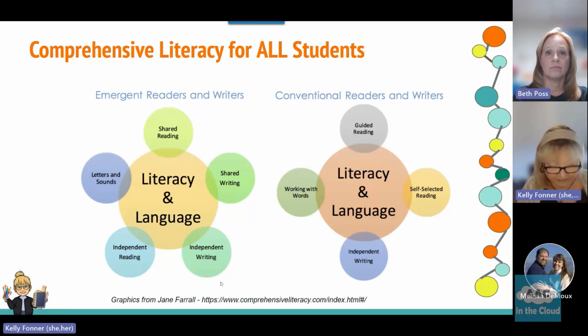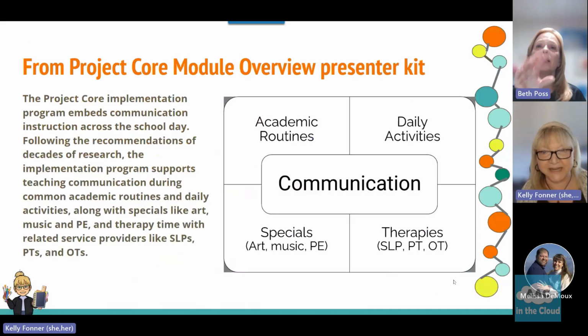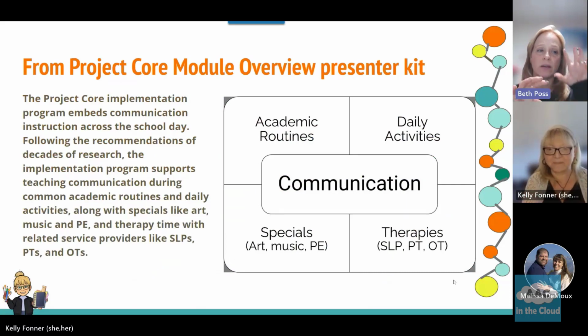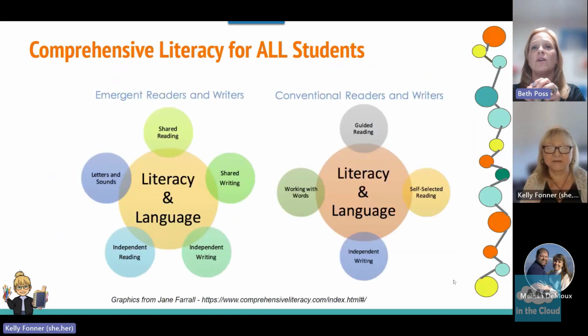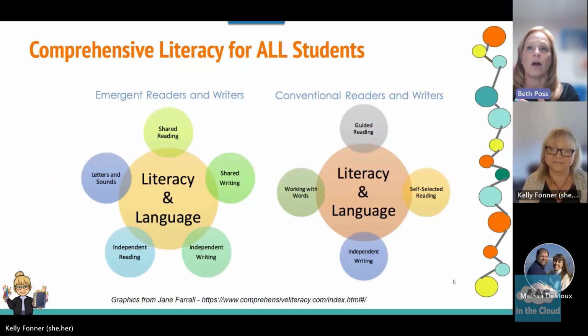And I want to give Beth a chance here to add anything else that she would like to say as we are wrapping up. And I just want to say, when you see those two models of the emergent to the conventional, realize that there are some students that are somewhere in between. And so you can have some fluidity, right? Like that shared writing can be a part of what you do with conventional readers or writers, and it might be a way that you bridge those emergent, transitional, and conventional readers and writers. So there are things that can be a little bit fluid.